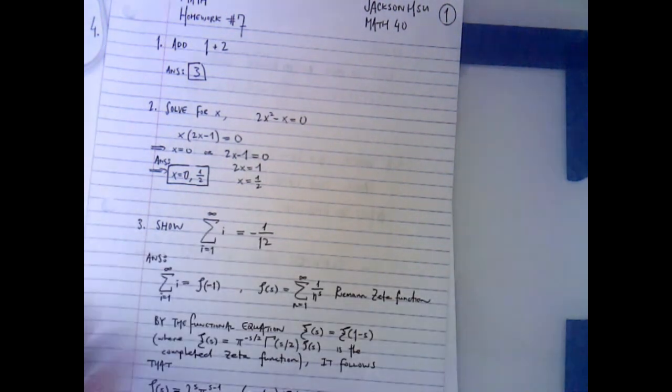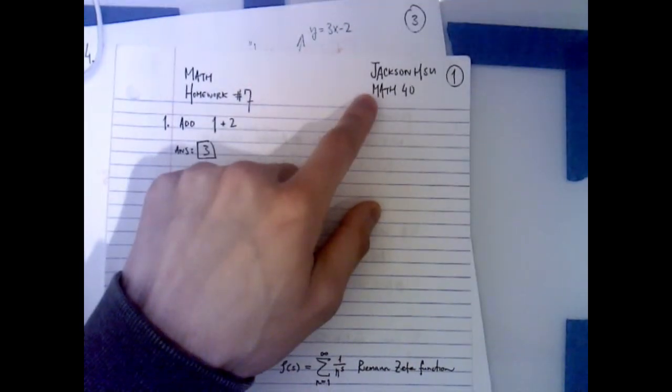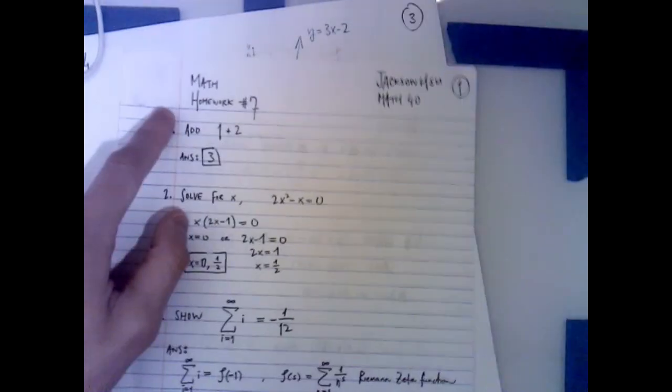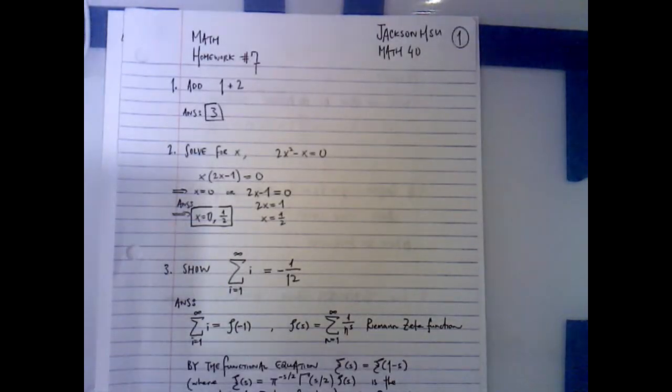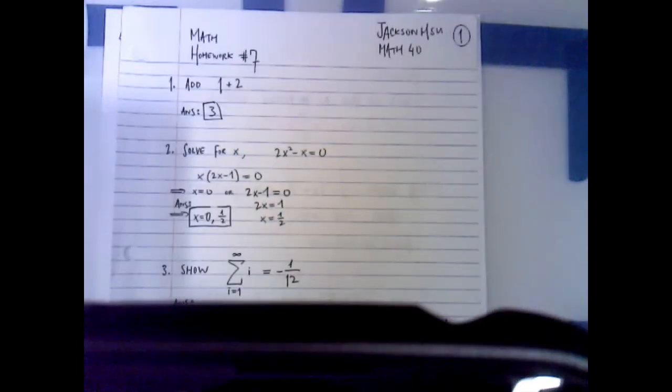And before I even take my pictures, I just want to make sure that I have my name on my paper here, as well as labeled the assignment. So this is a math homework number 7 here. And then it'd be helpful for your instructor if you put some page numbers as well. So I have 3 pages here, so 1, 2, and 3. Okay, so I'm going to go ahead and just take my first picture here.